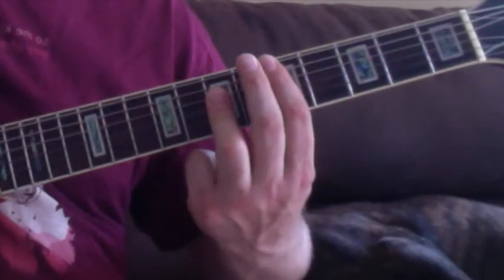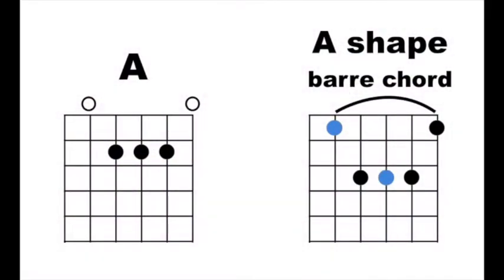The next shape is the A shape. You've probably already seen this one as a bar chord before. Looks like that. If I place it here on the 5th fret, it gives me a D chord using the A shape.